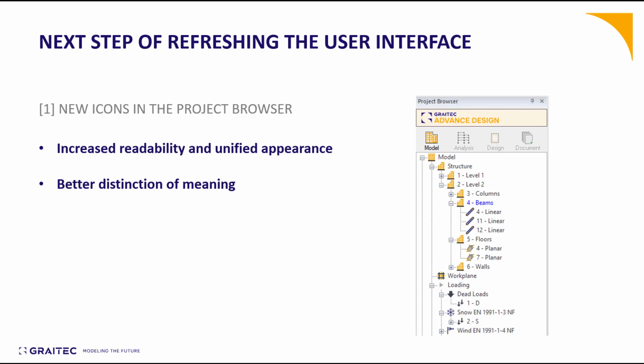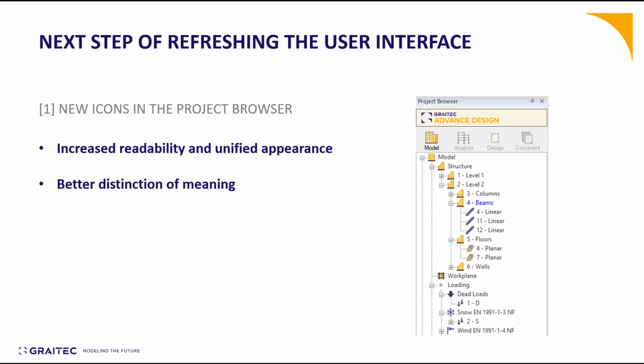Next point are changes to the user interface. Well, this version also includes next changes to the user interface, small changes to increase the clarity, to modernize it, and unify the appearance of some dialogues. So there are 3 points I want to show. The first one are new icons in the project browser, which are now unified, more readable, and just changed to have a new look.